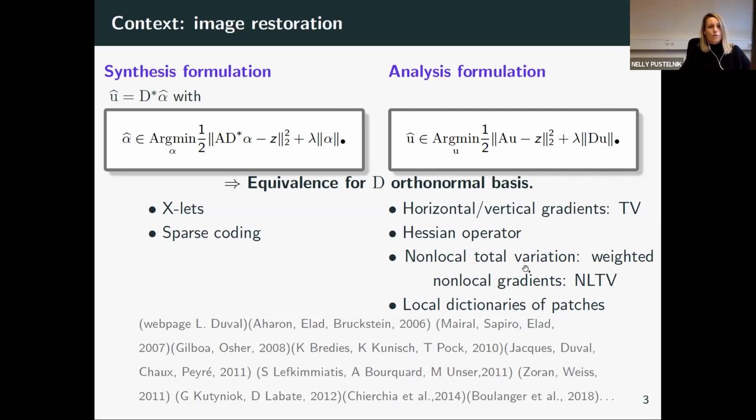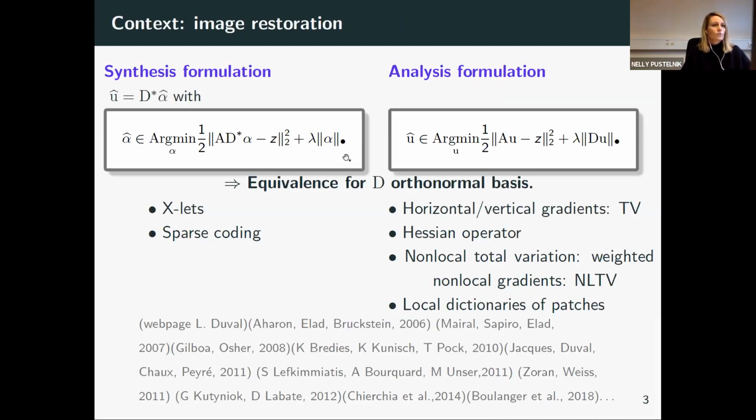You also have some non-local total variation. In this case, D is not just the horizontal and vertical filtering, but you can have other kinds of filters, and each filter is weighted. You can also have local dictionaries of patches. You can have some other penalizations also. So you have these two frameworks, and you have some comparisons between both. Sometimes the synthesis performs better, sometimes it's the analysis. And a key question behind that was also how to solve each of these problems.